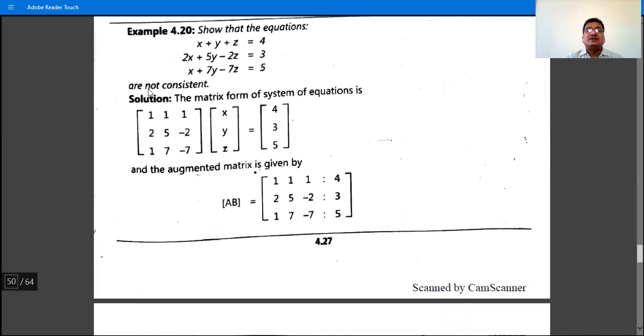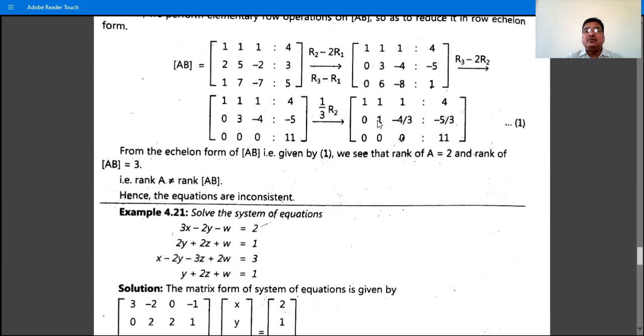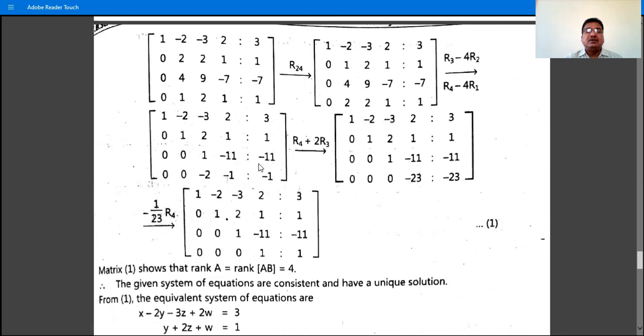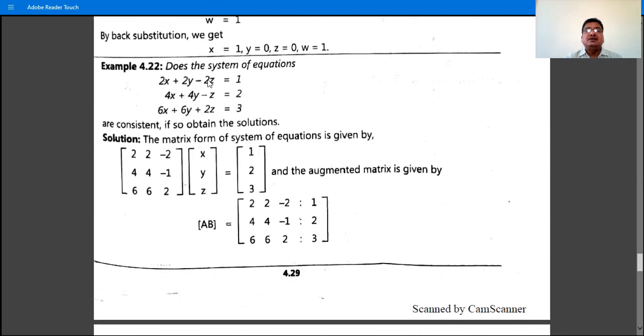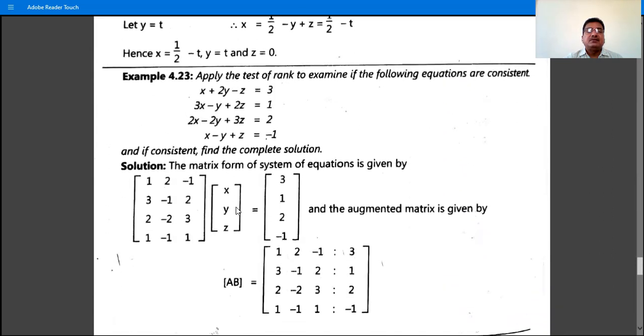Are they consistent or inconsistent? So consider the augmented matrix, and if you reduce the matrix to echelon form, then we observe that rank of A is 2, rank of AB is 3, and therefore rank of A is not equal to rank of AB. And therefore the given system or given equations are inconsistent. Solve all these examples. Are the systems of equations consistent? If so, obtain the solution. If the system is inconsistent, then no need to find its solution because the system has no solution.